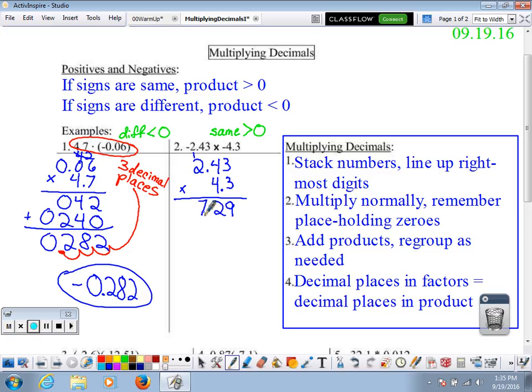Great. Now, before I can multiply the next line, what do I have to do, Kyle? I need that place holding 0. Okay, don't forget that place holding 0. Okay, now we can multiply that 4 through. Go ahead, Kyle.